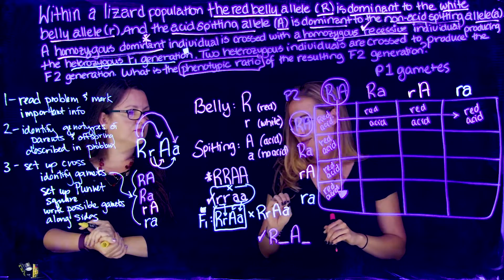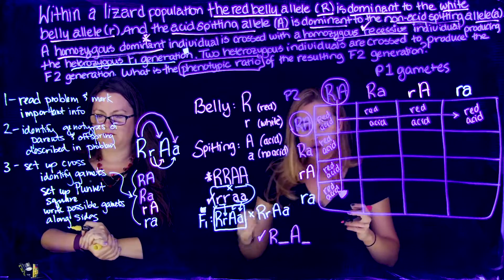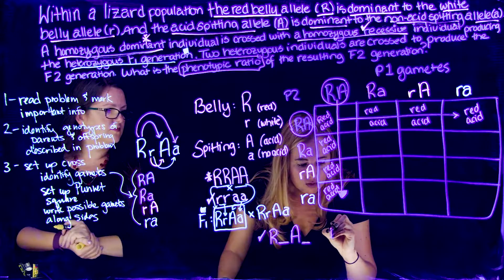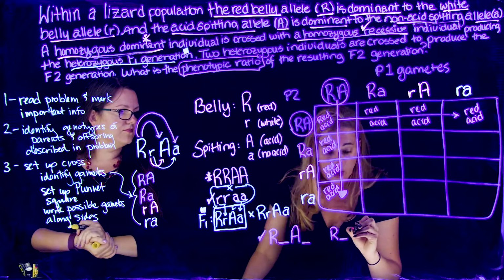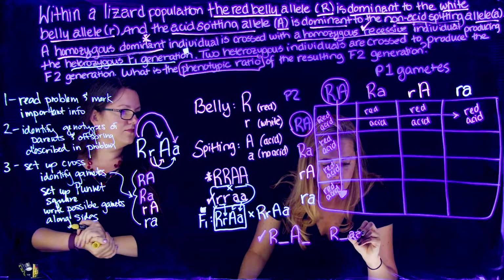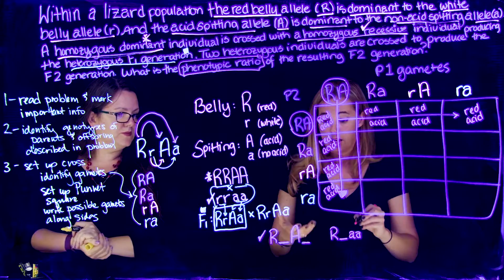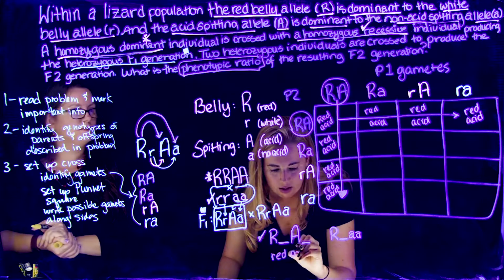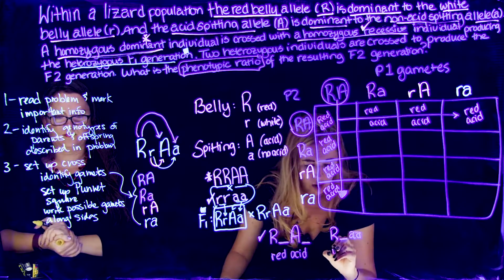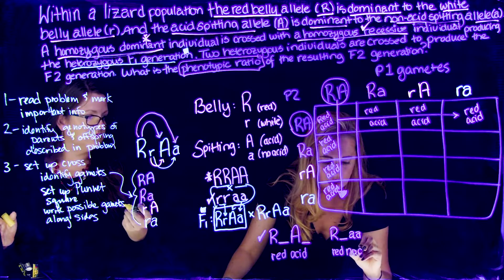Now you can get different combinations. So here was one dominant represented for each gene. You could get dominant represented for the belly gene, and you could be strictly recessive for the spitting gene, right? And so we saw this guy was red with acid. This one's going to be red, but no acid.